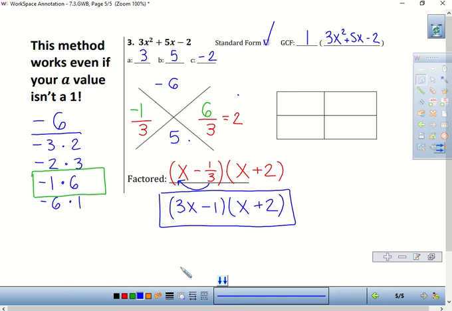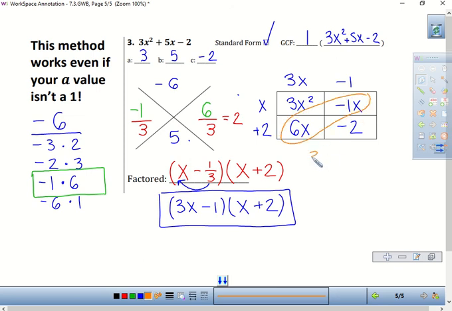Okay? Now to check our work, we're going to multiply these two binomials together. So I'm going to write these binomials on the side of my boxes and I'm going to multiply them. So what is 3x times x? 3x squared. Good job. What is 3x times 2? 6x. Good. What's -1 times x? -1x. Good job. And -1 times 2? It's -2. Good job.